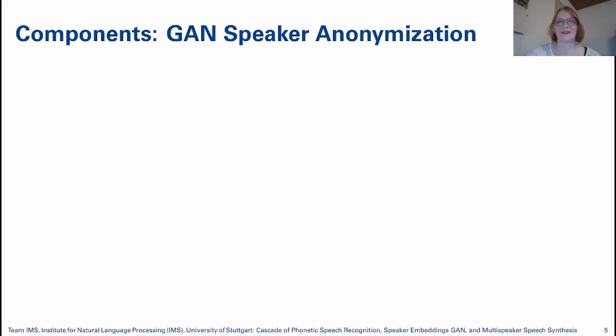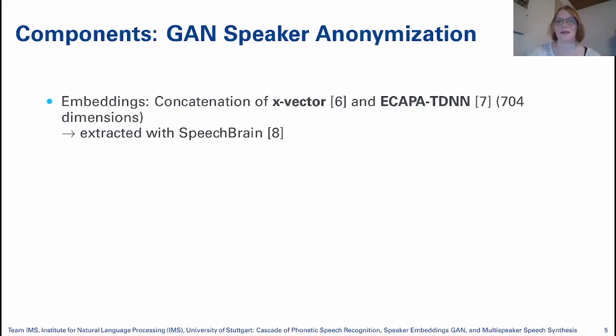Our second component is the GAN-based speaker anonymization. We are using 2 types of speaker embeddings, X-vectors as in the baseline systems and ECAPA-TDNN embeddings. We found that these 2 types contain complementary information about a voice, and by concatenating them in our speaker anonymization pipeline, we are having more detailed information about the voice. So the concatenation results in vectors that span 704 dimensions and are extracted with SpeechBrain.